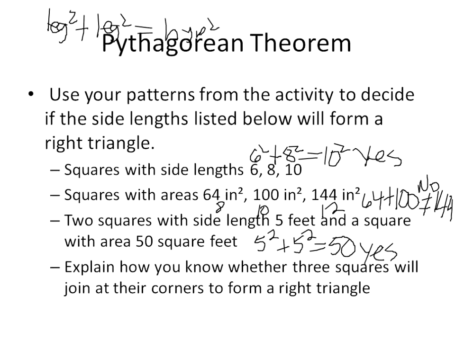Yes. Okay. And then it says explain again how you know whether 3 squares will join at their corners to form a right triangle, because we know that if the length of their side squared plus the length of their side squared, which we call leg and leg, right, equals the length squared of the area of the third figure, then we know it's a right triangle. Okay?